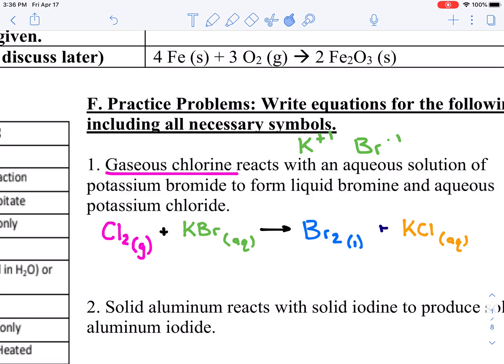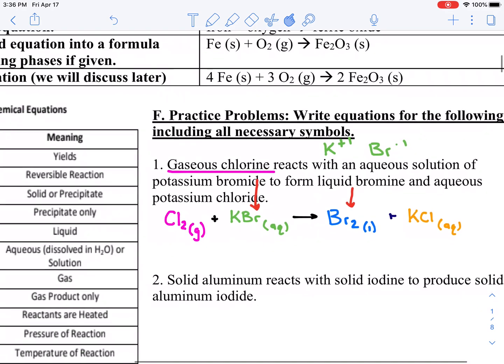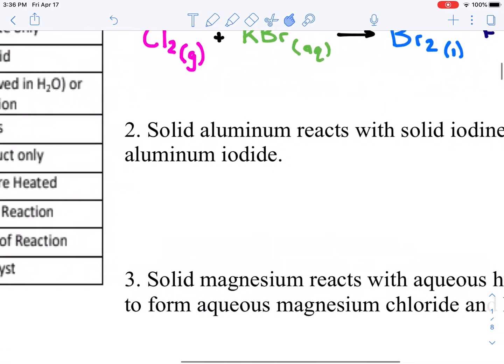Some of you who are really on your toes are going to notice that we have only 1 Br on the left and 2 on the right, and that seems problematic, and there's a similar issue going on with chlorine, and you're right to be concerned about that. We are going to fix that in the next video when we talk about balancing. For right now, let's see if we can continue turning these words into equations.